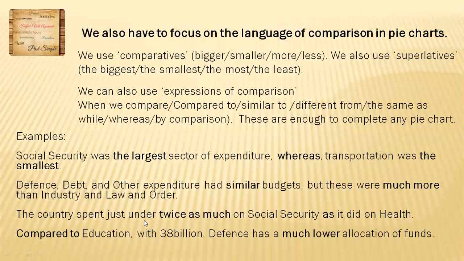The country spent just under twice as much on Social Security as it did on health. So twice as much, comparison, twice as much as. We spend twice as much on one thing as we do on another. Compared to education with 38 billion, defence has a much lower allocation of funds. So funds allocated to defence are much lower than those allocated to education.